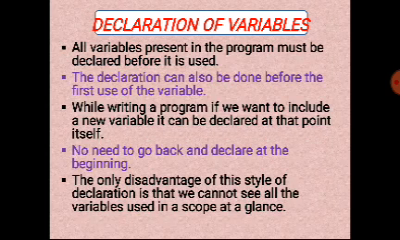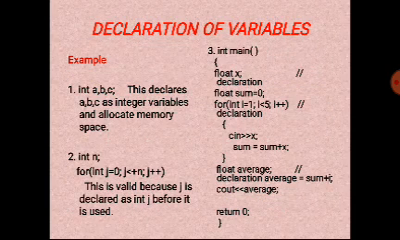Today we are going to see declaration of variables and types of data. Declaration of variables means all variables present in the program must be declared before they are used. We can declare them at the start of the program or whenever we are going to use that variable. Here are some examples of declaration of variables. The first example is int a, b, c. That is, a, b, c are declared as integer before they are used.